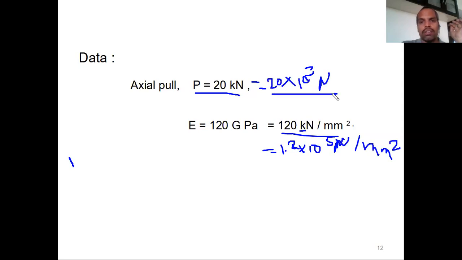So this is in newtons, and this is 10 to the power of 3, and 120 is there. For 120 I am putting a point here, so that is 10, another 10, another 2 digits, that's why it is 3 plus 2, 5. Right? 1.2 into 10 to the power of 5 Newton per mm square. Like that you have to convert into the required units.